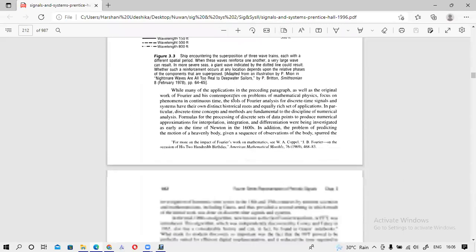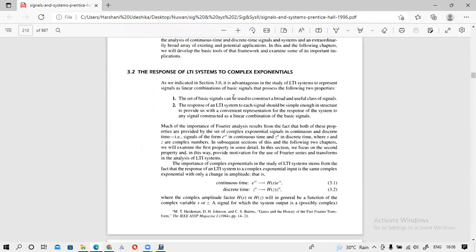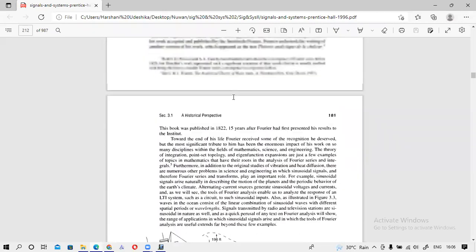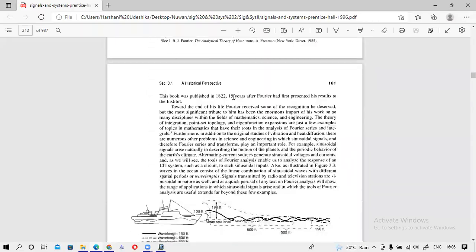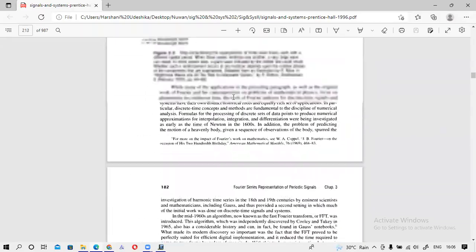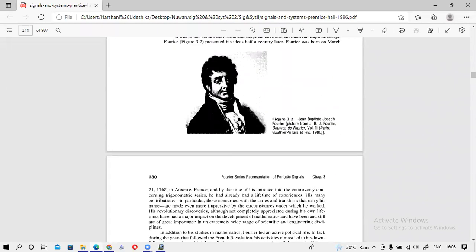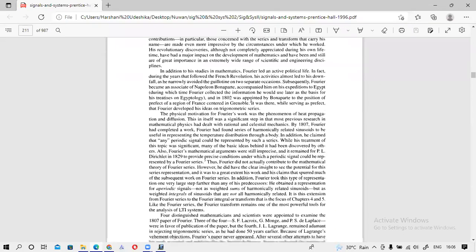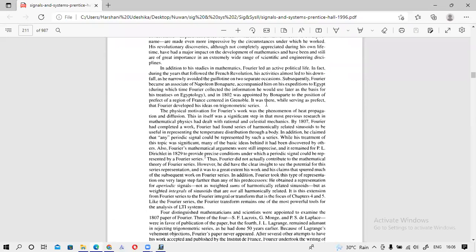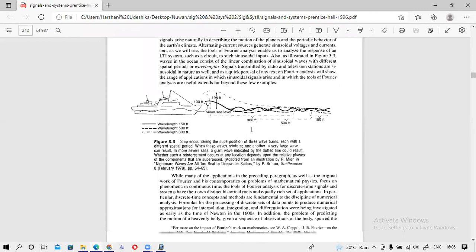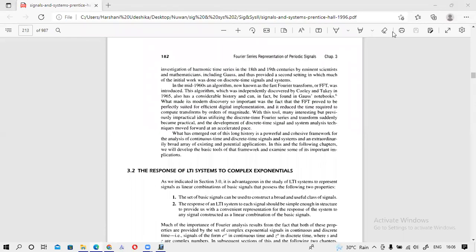So this is the history. There is a history related with this Fourier analysis. Joseph Fourier is the father of Fourier analysis. And this is a very powerful tool.